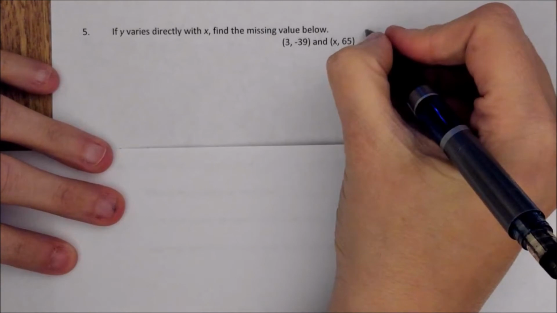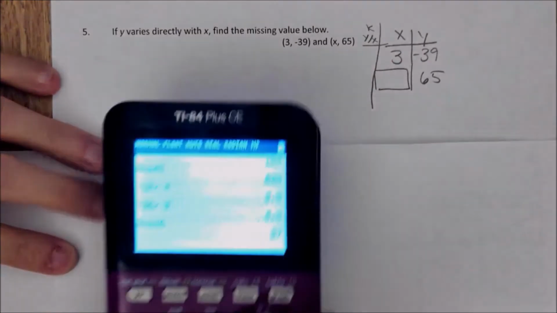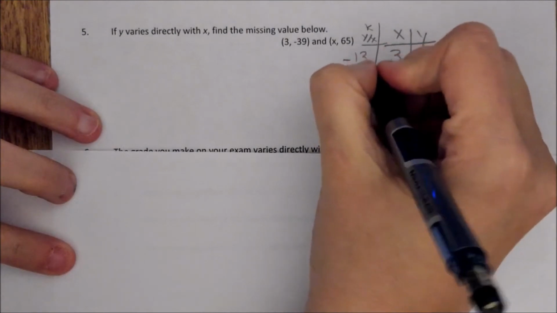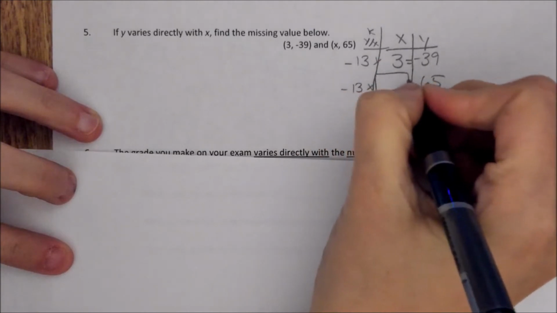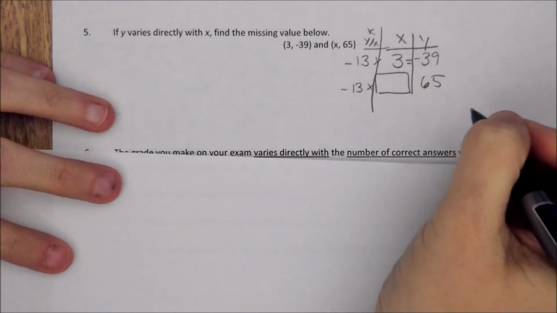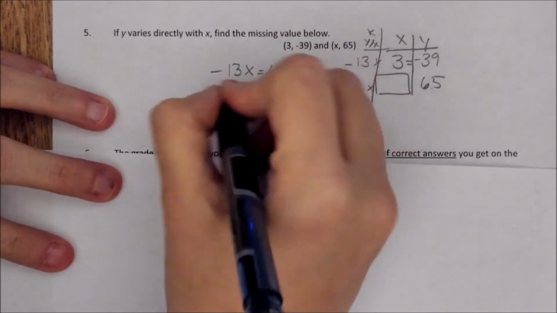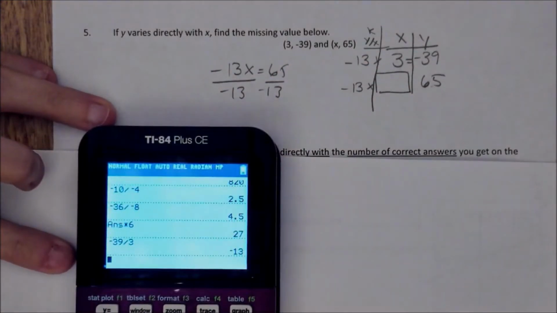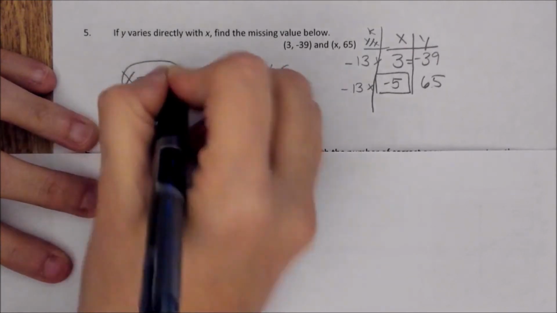So now I'm trying to figure out what x is. Still the same process. I do my k, my y over x column, and then I take negative 39 divided by 3, and I get negative 13. So negative 13 times 3 equals negative 39. Negative 13 times x is 65. So if I want to figure out what that is, I could write an equation. Negative 13x equals 65. Divide both sides by negative 13. 65 divided by negative 13 is negative 5. So my x value is negative 5.